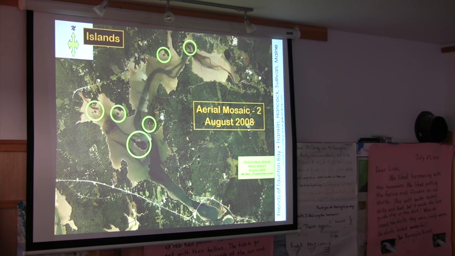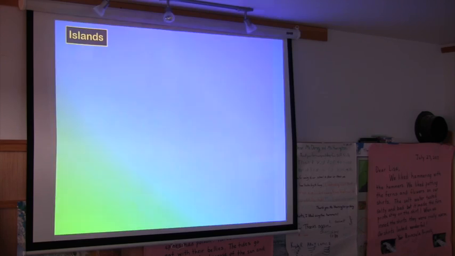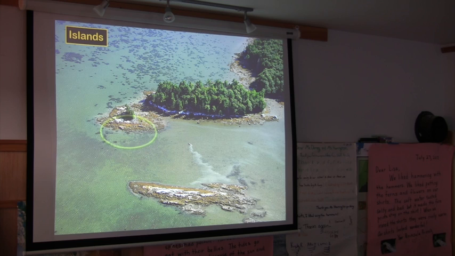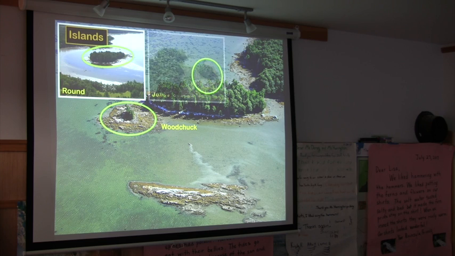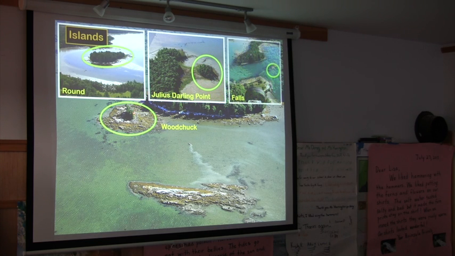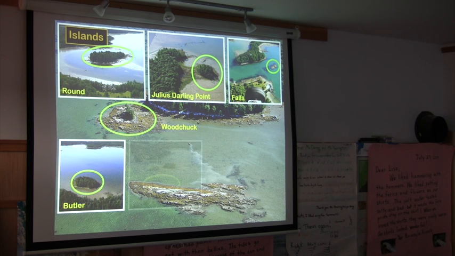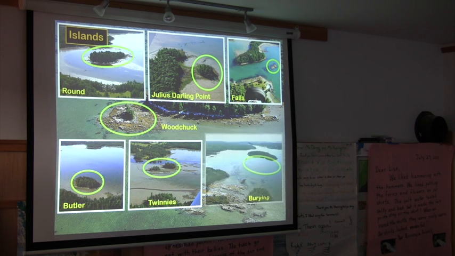Here are the islands. Here's an aerial view. Bering Island, Woodchuck Island, Butler Island, the Twinnies in Egypt Bay. This is still connected to land. It's not technically an island, but it looks like an island. And Round Island up in Franklin. There's Woodchuck Island, and I remember in the 80s, there was a woodchuck hole in the bank right there with a woodchuck. Kenneth Crabtree was the one who told me he called it Woodchuck Island.